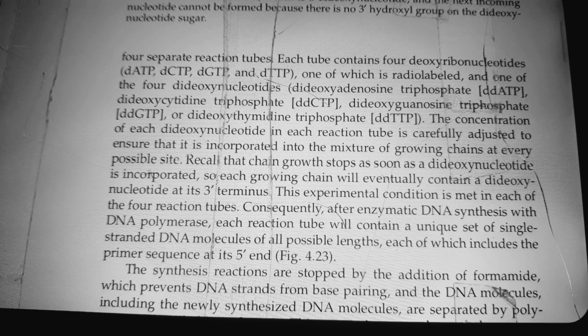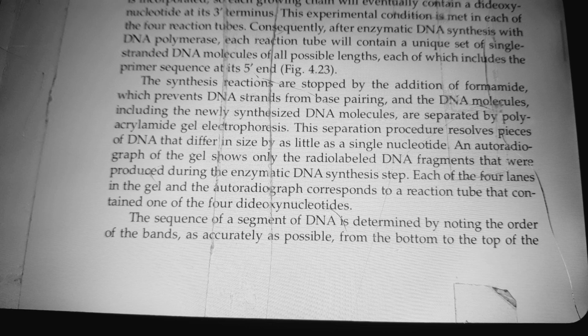Consequently, after each enzymatic DNA synthesis with DNA polymerase, each reaction tube will contain a unique set of single-stranded DNA molecules of all possible lengths, each of which includes the primer sequence at its 5' end. The synthesis reactions are stopped by the addition of formamide, which prevents DNA strands from base pairing, and the DNA molecules, including the newly synthesized DNA molecules, are separated by polyacrylamide gel electrophoresis. This separation procedure resolves pieces of DNA that differ in size by as little as a single nucleotide.